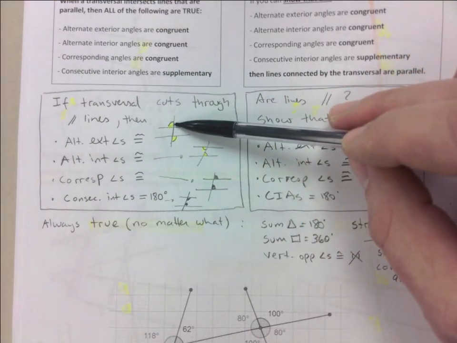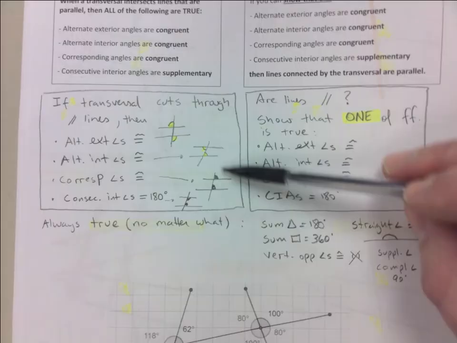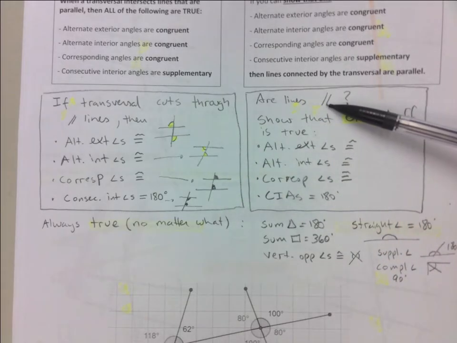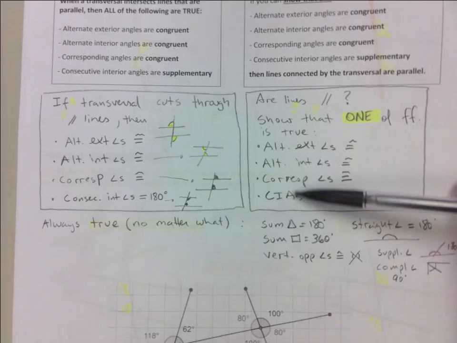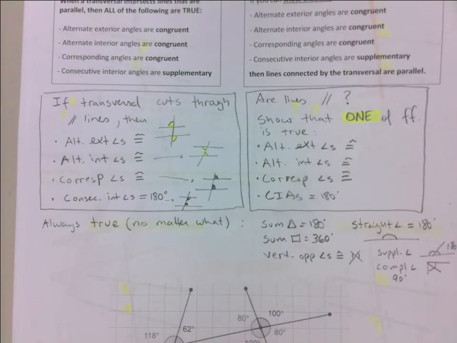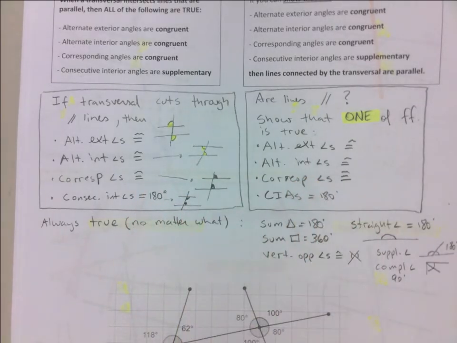If lines are parallel, then all these properties are true. If you're trying to figure out whether lines are parallel, you have to show that at least one of these is true. So there are different approaches to these. Okay, let's go to 7 and let's put this to the test.